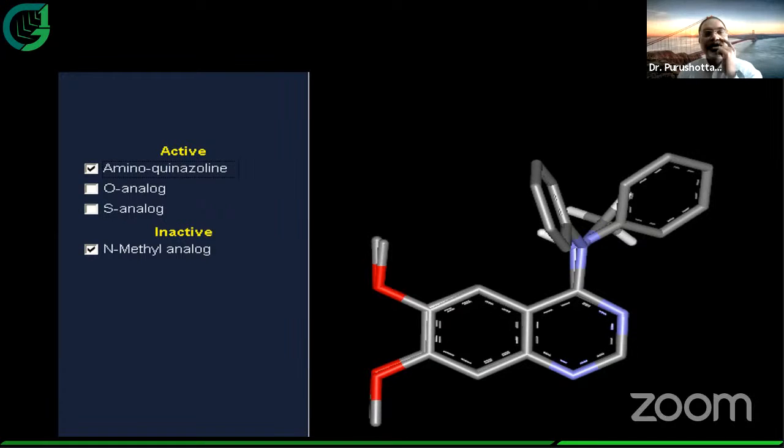So you have to be very careful in modifying, or you have to be very alert in understanding the geometrical changes, configurational changes in your molecules when you are doing the chemical modification, synthesizing the compounds, and analyzing the activities that are received from the biology department, whether it is inactive or active.